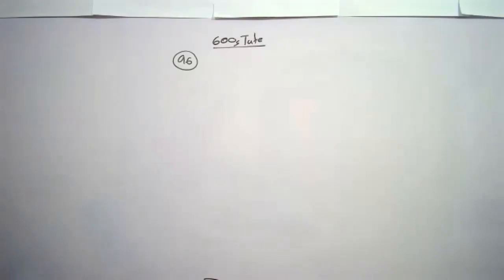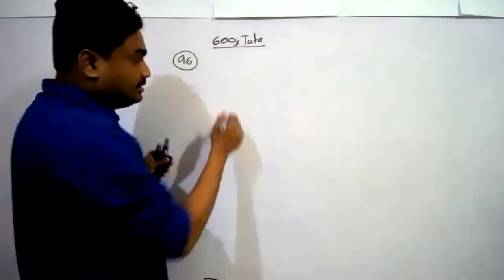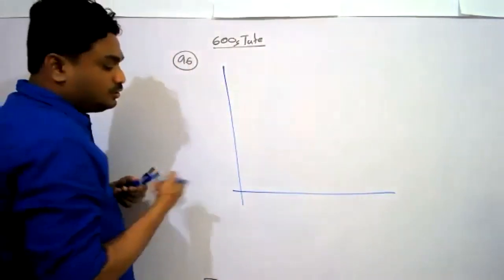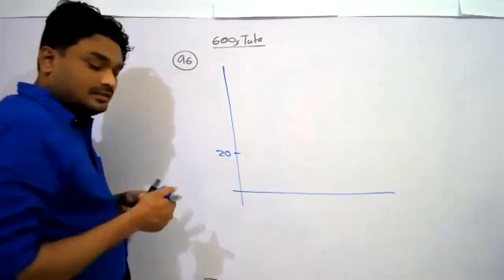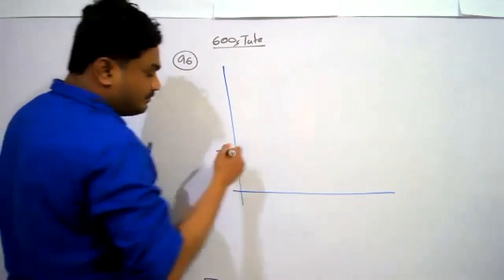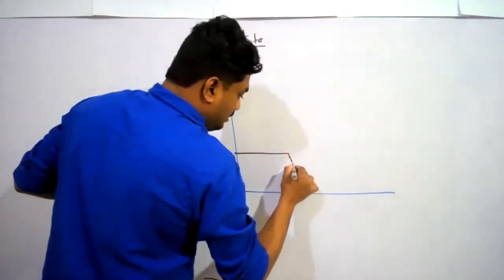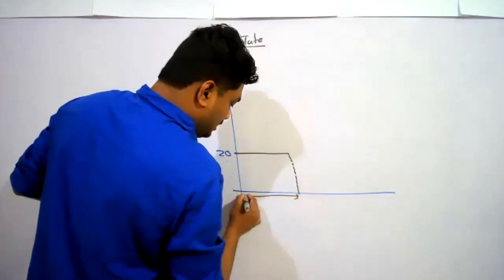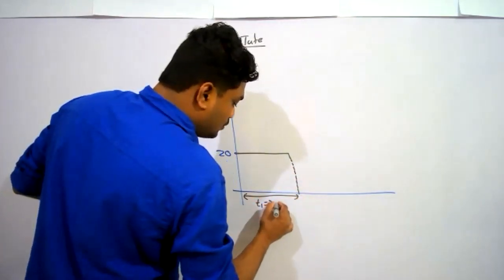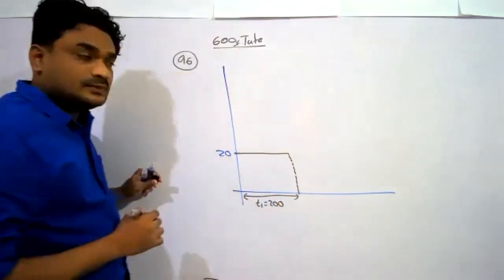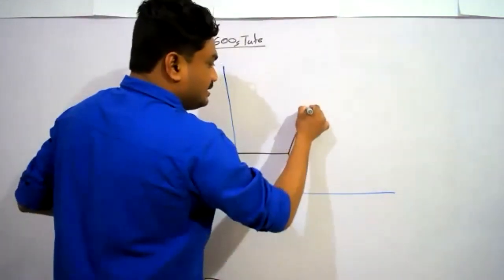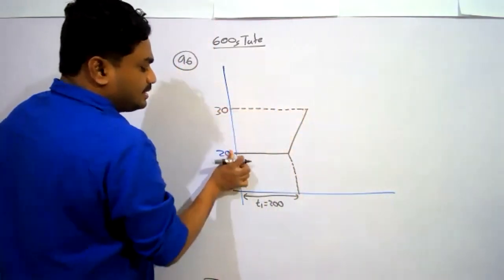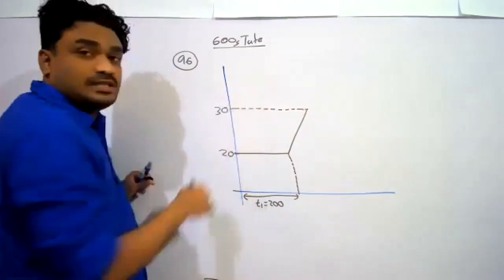It tells us that during the first 200 seconds, the vehicle travels with a constant velocity of 20 meters per second. The vehicle, or any object, travels a certain distance with a constant velocity during the first 200 seconds. After that, it accelerates and velocity increases up to 30 meters per second. So initial velocity 20, final velocity 30.